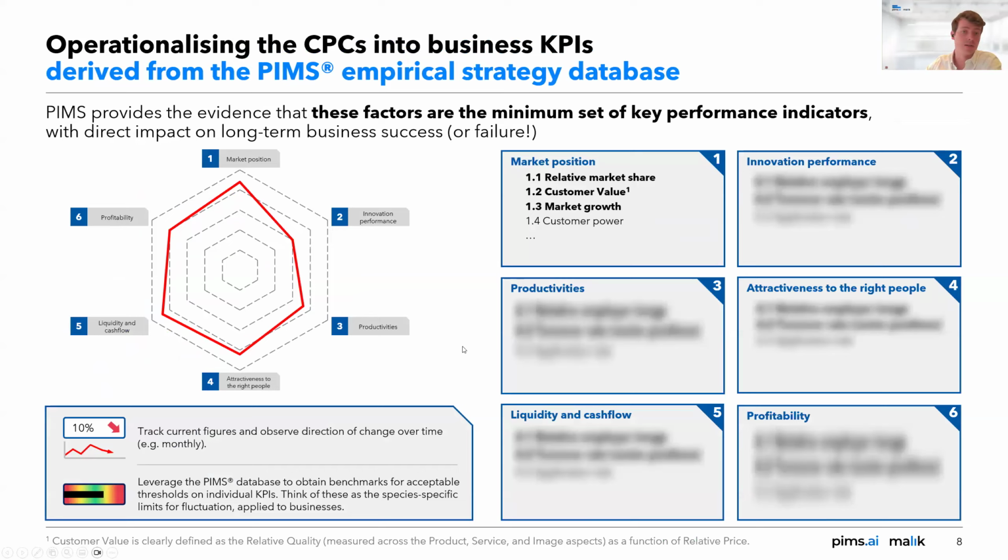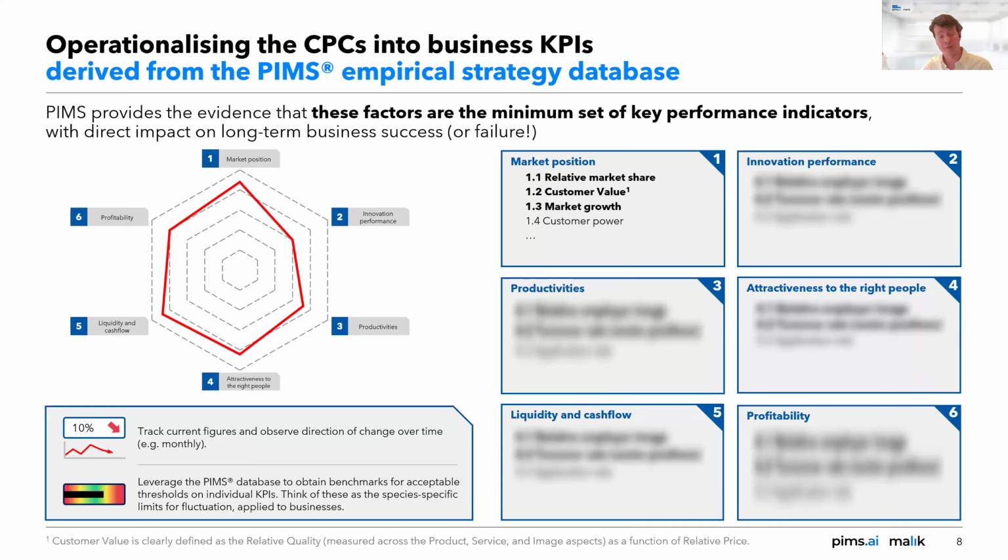I'm not going to share all of them because a lot of this is RIP, but I'll take the market position as an example. What we say falls under market position is relative market share, not just the absolute market share of a business. We also care about the competitor's market share. Customer value, and we define this precisely as the quality of your offering relative to your competitors and as a function of the relative price, so the price of your product versus competitors. Essentially, your value for money versus your competitors' value for money. And then finally, market growth. Are you in a healthy market?